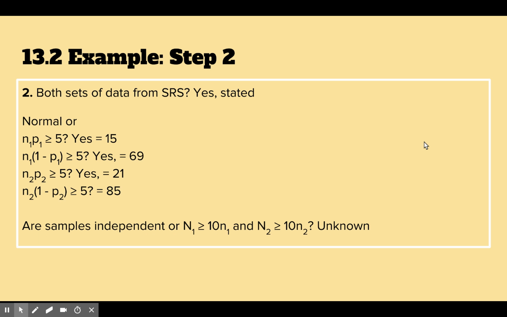Step 2, we're going to check our conditions. So both sets of data are from an SRS because that's stated in the question. For normality, we're just going to use our little formulas here to find that there were 15 successes and 69 failures, and then 21 and 85 in the second sample. And then for independence, are the samples independent or the 10% rule? That's unknown, so we're going to need to make sure we state that in our conclusion in step 4.